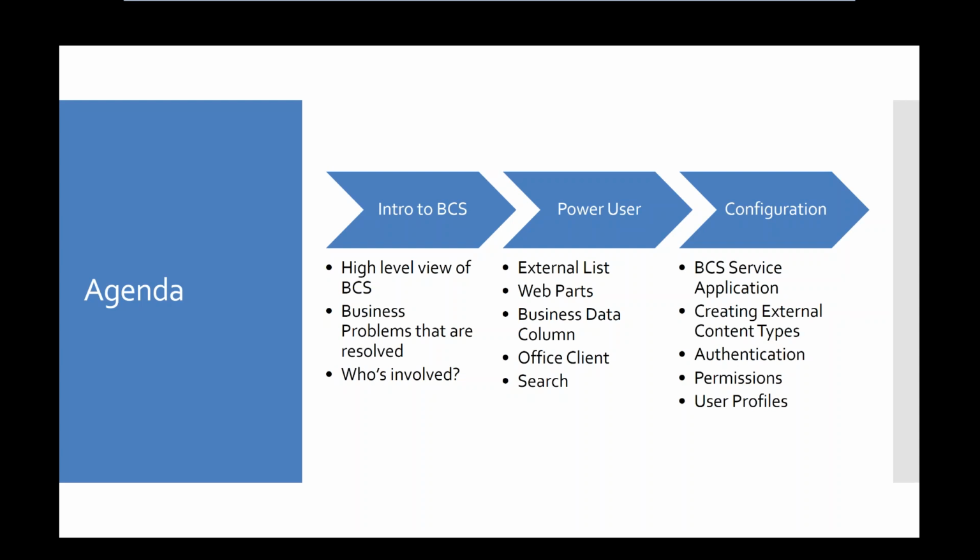So we'll have a look at authentication and some good guidelines around how you should set up the authentication for business connectivity services. Finally, we'll have a look at permissions, so how to set up permissions on your external content types, and also user profiles as well, and how BCS can be involved in that.